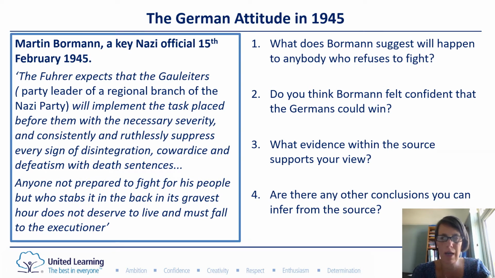So there's quite a lot of hard language in that source. We've got the word implement here, which just means to do.